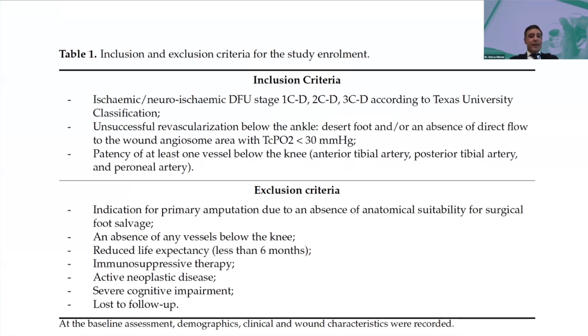If you look at the inclusion and exclusion criteria, we included any patient with ischemic or neuroischemic ulcer but with unsuccessful revascularization below the ankle, so a condition of desert foot, or in the case of the absence of direct flow to the wound angiosome area and residual wound angiosome ischemia, defined by TcPO2 levels less than 30 millimeters of mercury. Of course, we excluded patients with a primary indication for major amputation because there was no space for a surgical approach for maintaining a good biomechanical foot.